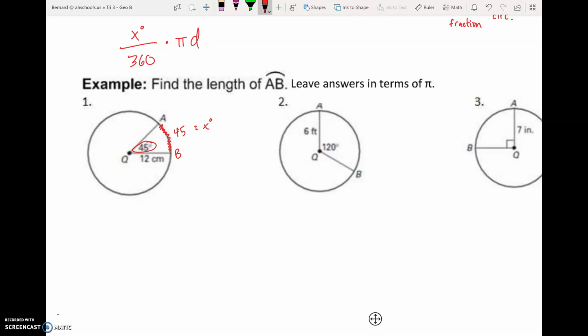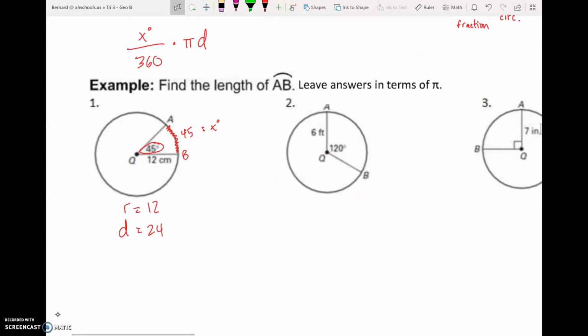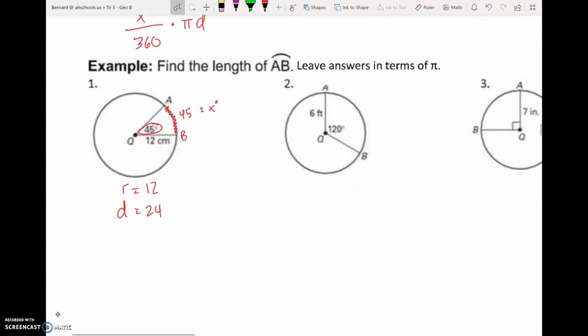And so here we go. Recognize our radius equals 12, so our diameter is twice as big as that. So our diameter is 24. And all we want to do is plug it into that formula up there. So our x degree measure is always our central angle. So we're going to do 45 divided by 360, and we'll times that by pi and then times our diameter, so 24. I know it says leave answers in terms of pi. Let's cross that out and let's say nearest tenth.